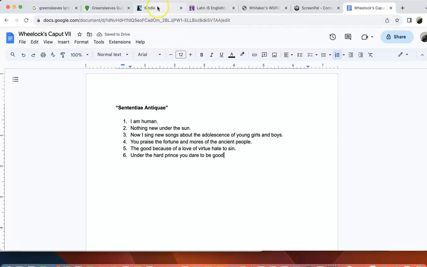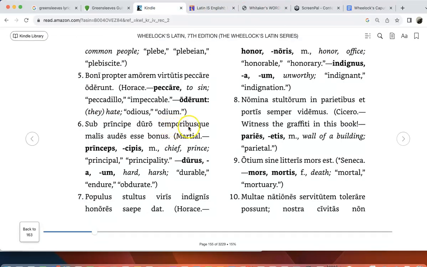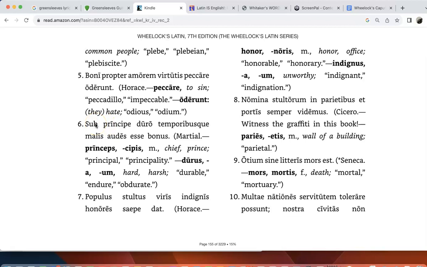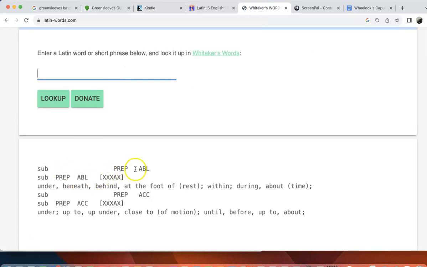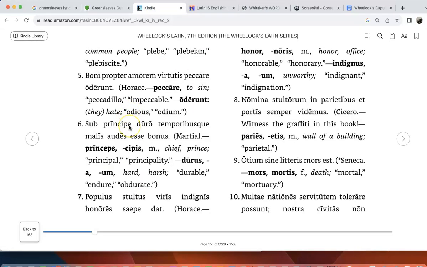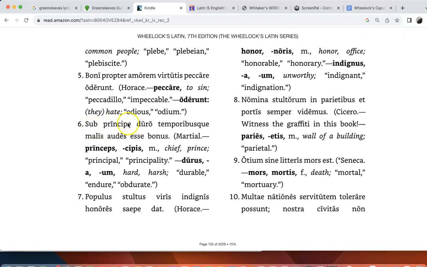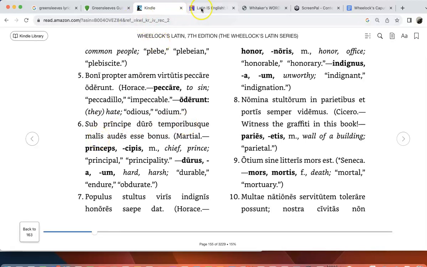But then this one is a little bit tricky because then we have this temporibusque malis. But sub is always followed by the ablative. And how do we know that? Well, because we look it up. So it can be an accusative, but here it's being used in the ablative. This one is tricky because we have 4 ablative endings because they're all determined by this preposition. So this is third declension ablative singular, this is second declension ablative singular, this is third declension ablative plural, and this is second declension ablative plural.